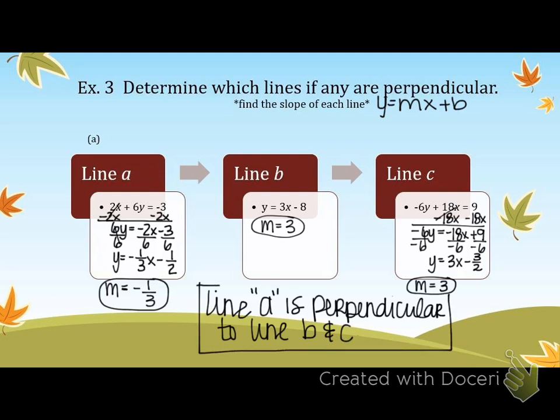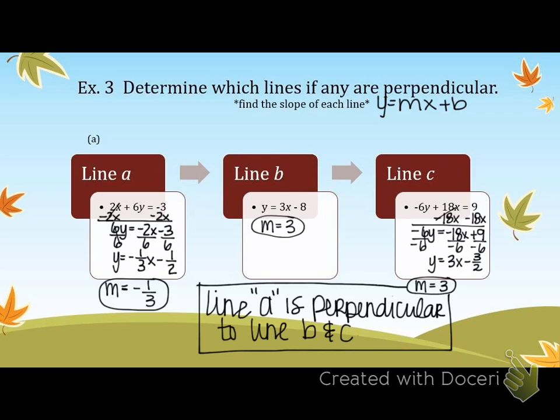Because remember, perpendicular lines have slopes that are opposite reciprocals. If line A is a negative 1/3 and line B is a positive 3 or 3/1, then they're perpendicular to each other. Okay? But line C also has a slope of 3. So line A is perpendicular to line B and C. Now, if we were going to go a little bit deeper, what could you tell me about line B and line C? They are parallel to each other. But the problem doesn't ask us to do that, but I just wanted to throw that out there. Line B and C are parallel because they have the same slope. But line A is perpendicular to both B and C.